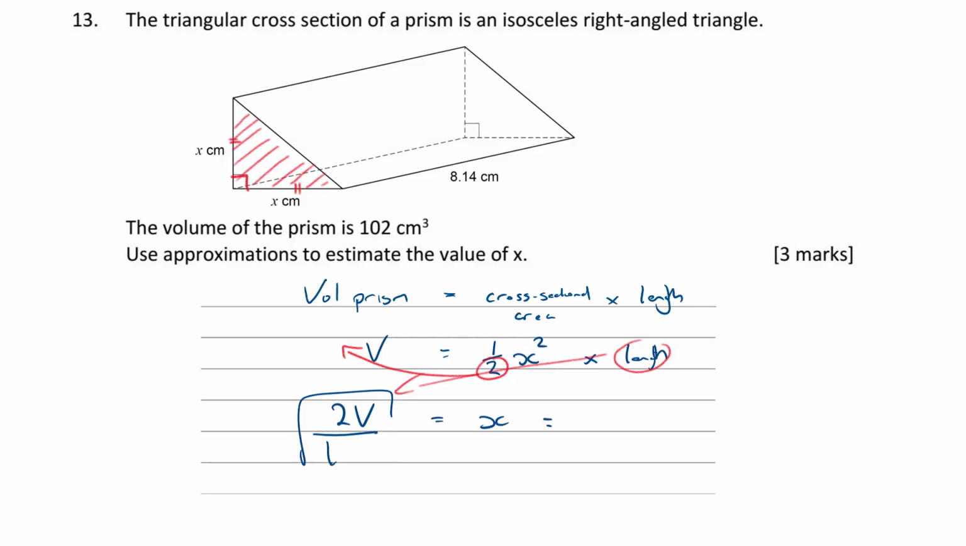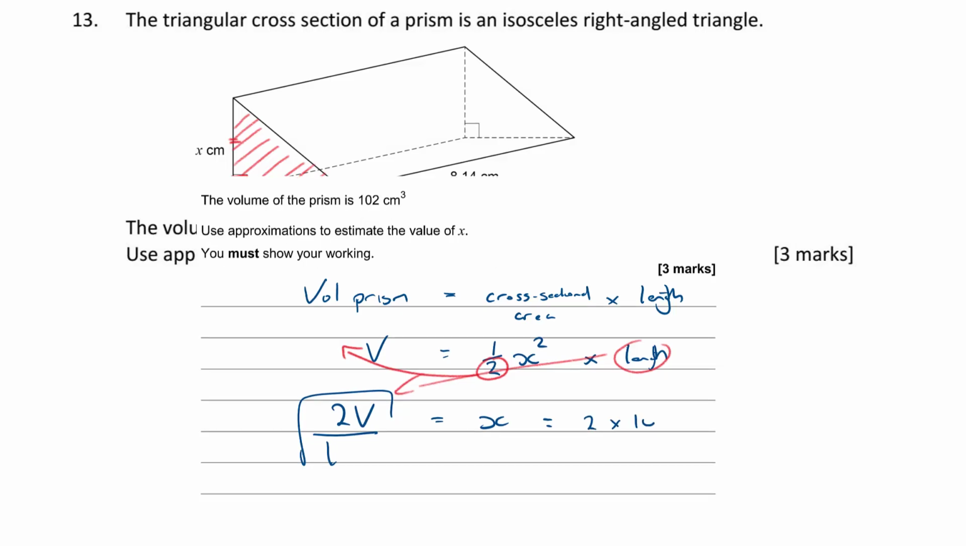Okay, so what's that going to be equal to? So 2 times v, we're told that the volume is 102, divided by L, which is 8.14, and then square root. So what I'm going to do now is round each one of those off to one significant figure, because I'm going to use approximations.